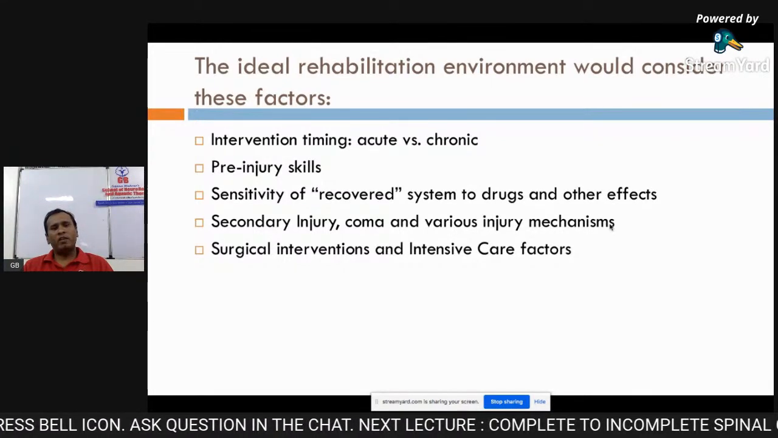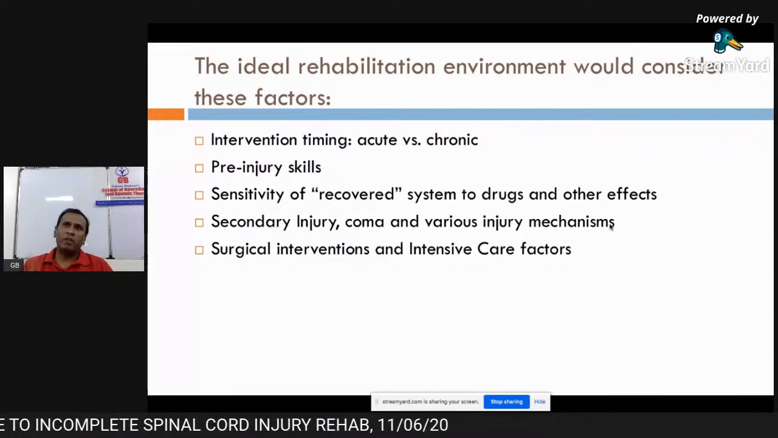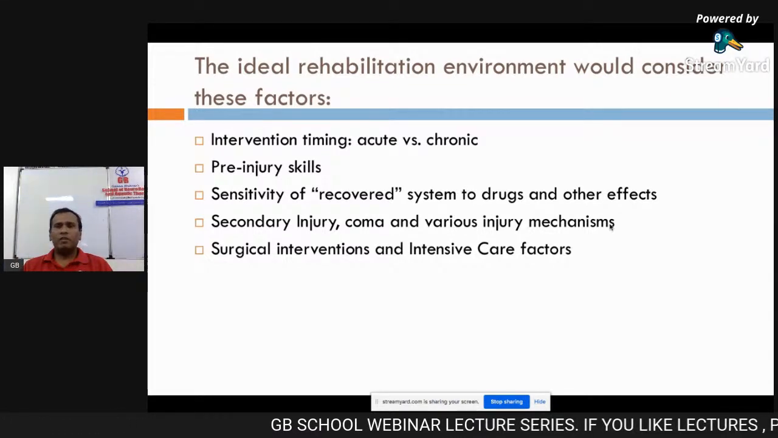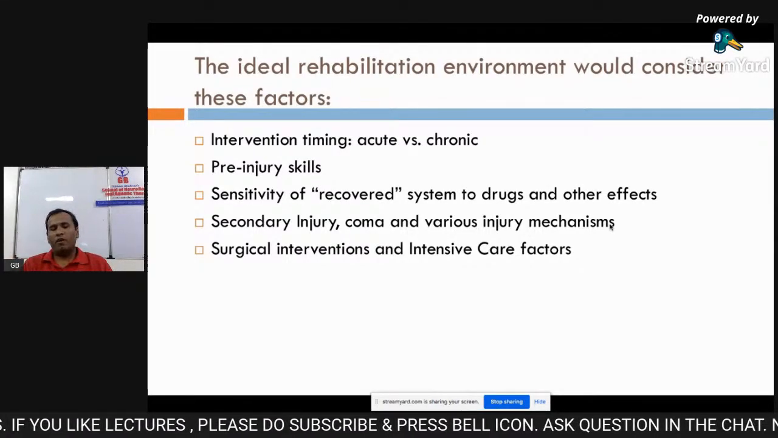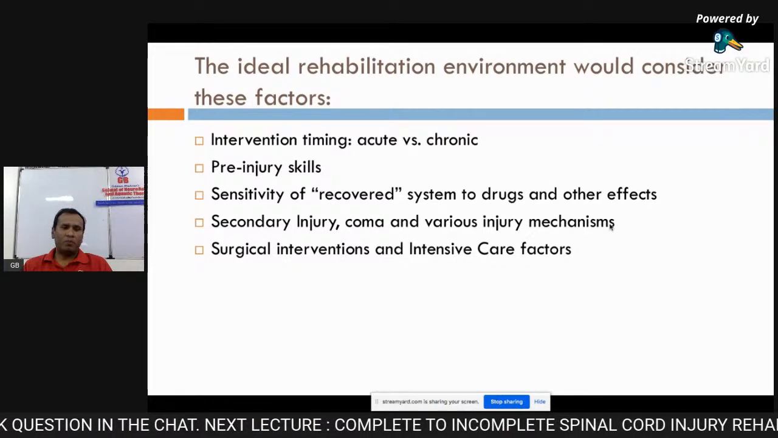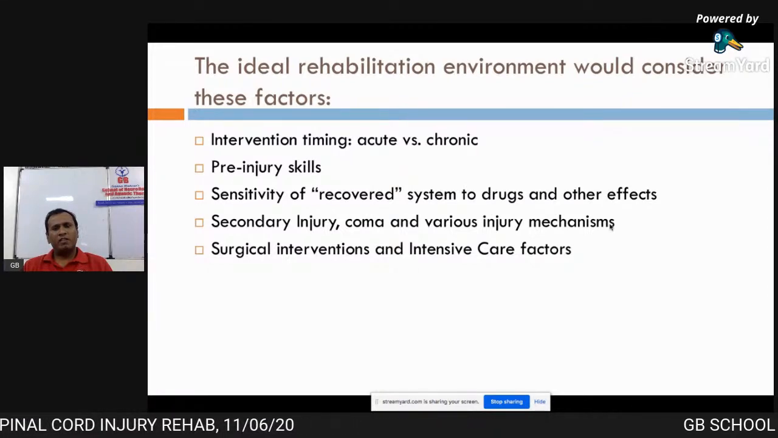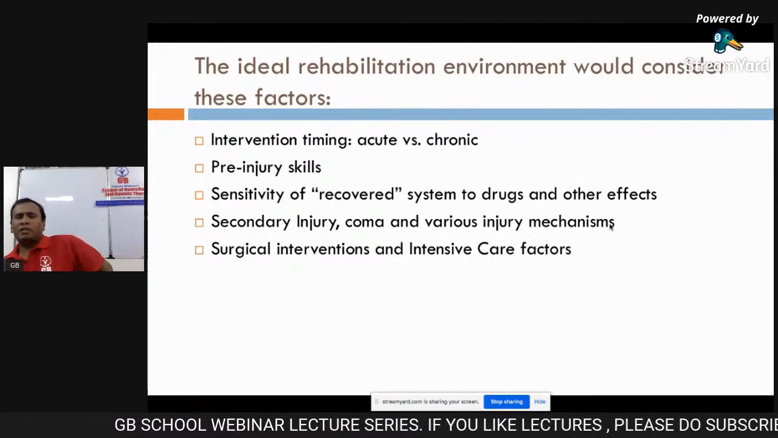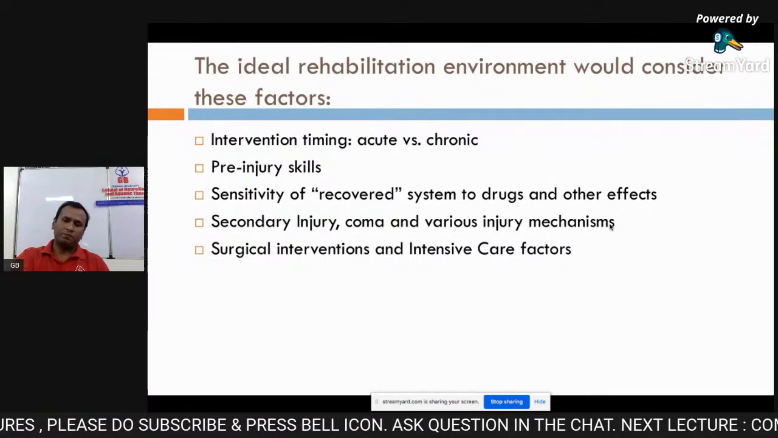Or somebody already has a coma or low functioning cognitive ability, which can affect recovery and learning. Or there are various other injuries which happen during the session or outside the session, or they had a fall at home or during transfer, that can also affect our rehabilitation program. And we should also think about surgical intervention given in the initial period, or in between our rehabilitation. If some surgical interventions are done, then we need to modify our program accordingly.